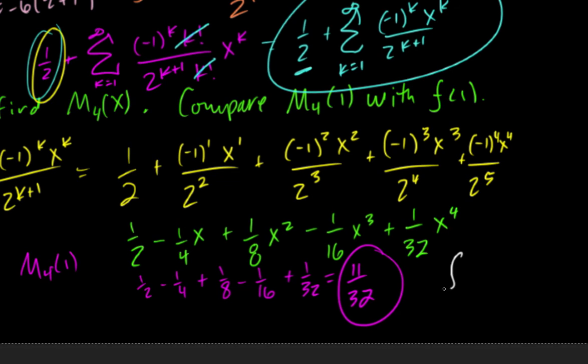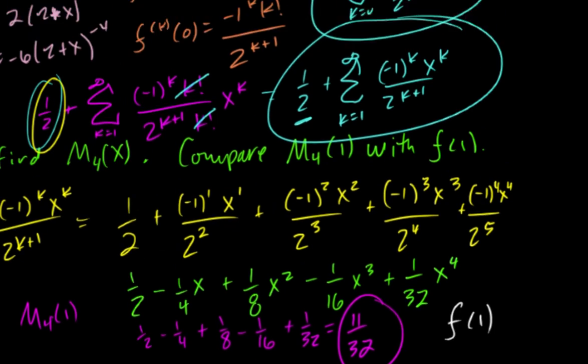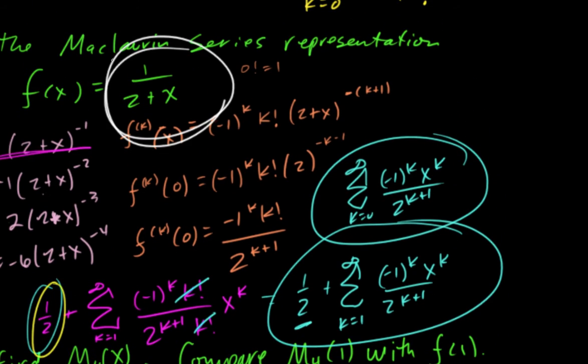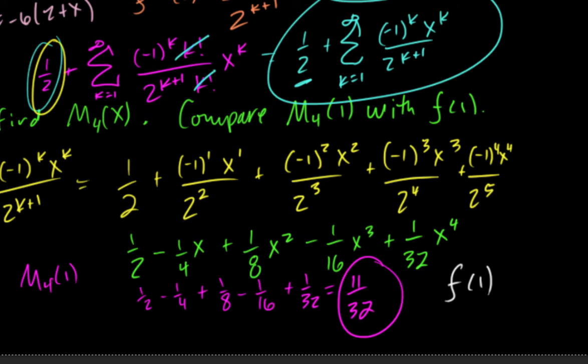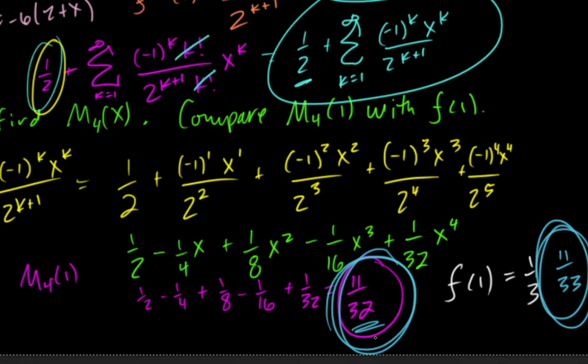And if we compare that to f of 1, so meaning we plug in a 1 right here, we're going to get 1/3. And if we want to compare, we can times the top and bottom by 11, so that's 11/33. And so we see that those are pretty close to each other.